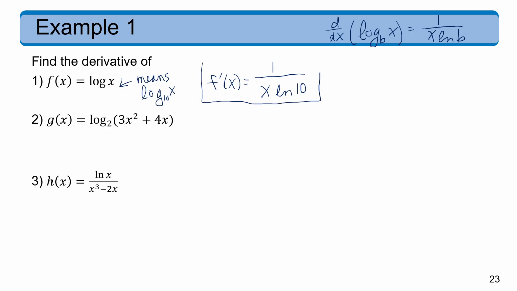Okay, let's go to the second one. So this one, we can see the base is 2, but notice instead of just having an x plugged into the log function, it's a more complicated expression. That means this is a composite function, so we need to use the chain rule. Okay, so, sorry, that's a little hard to read.